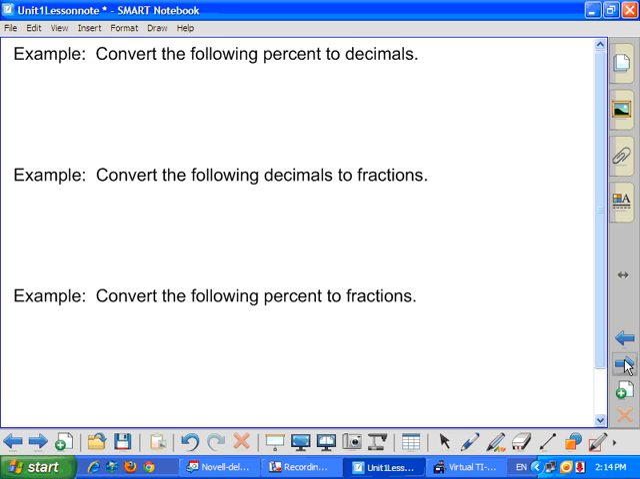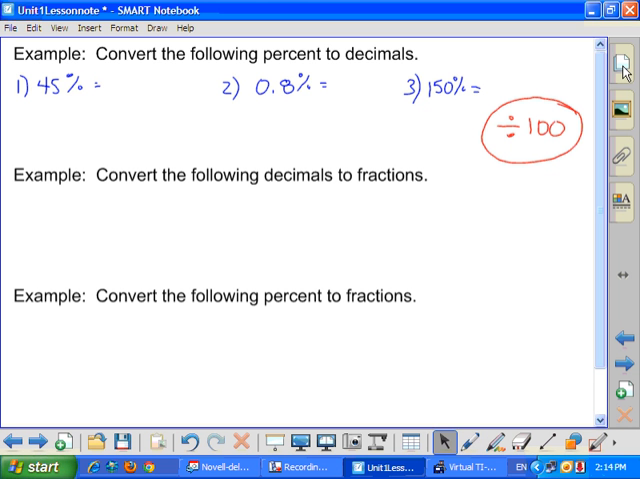Okay, go in the other direction. So convert the following percent to decimals. So if I gave you 45%, 0.8%, and 150%. How do you convert percent to decimal? I hear people screaming out the answer. You got to divide by 100.